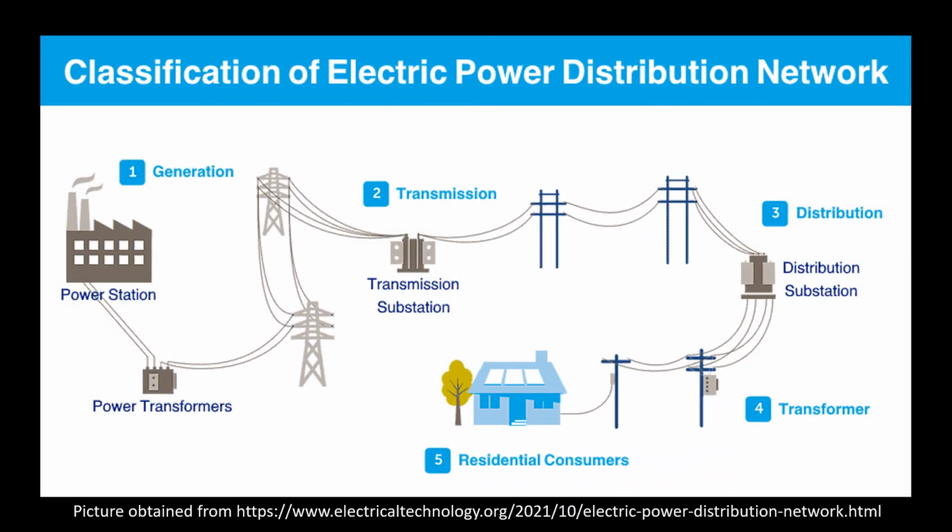Here is an illustration of an electric power distribution network. Here you have your generator, your transmission lines, your distribution lines, transformers, and your local drop to the end user, like residential customers or businesses.